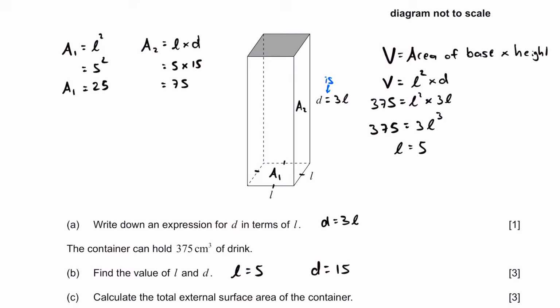Okay. So what did we say right at the beginning? We said that there were 2 faces. This base and this at the top were the exact same. So if we want to find the total surface area, we're going to have 2 A1s, that is to say 2 square faces. And we're also going to have 4 A2s, or 4 rectangular faces. So what was the area of these square bases? 25. And we have 4 rectangular faces, and each of those had an area of 75.